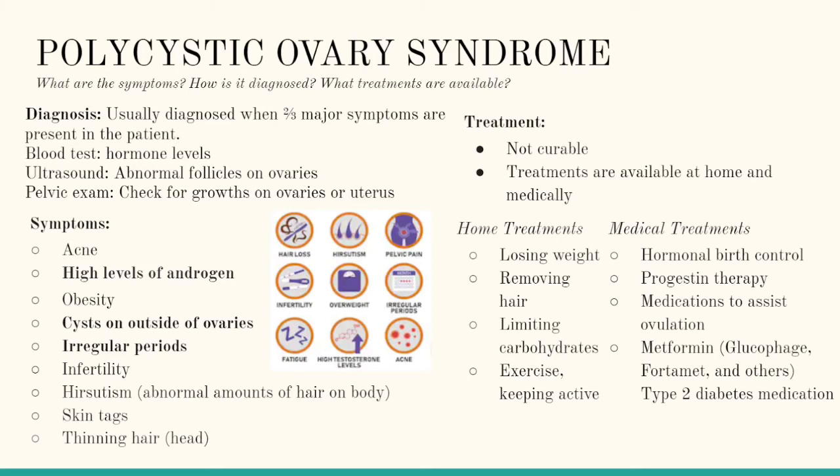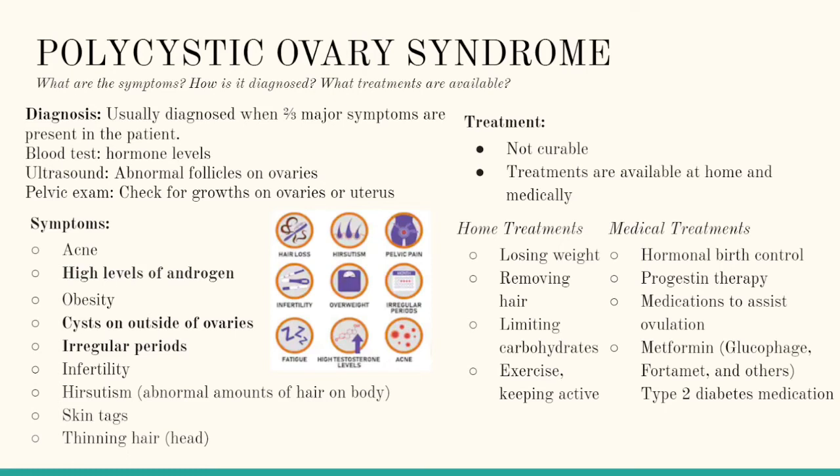Usually it is diagnosed when 2 of 3 major symptoms are present in a patient. These 3 symptoms are high levels of androgens, cysts on the outsides of ovaries, or irregular periods. Blood tests can be used to test hormonal levels. Ultrasounds test for abnormal follicles on the ovaries, and pelvic exams check for growths on ovaries or the uterus.